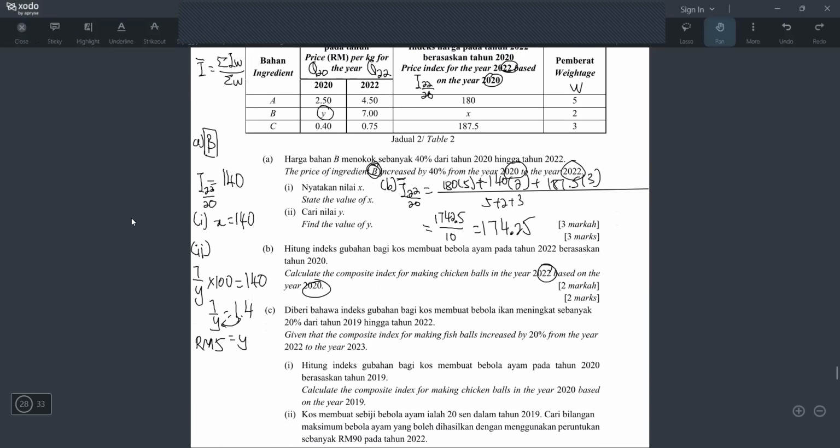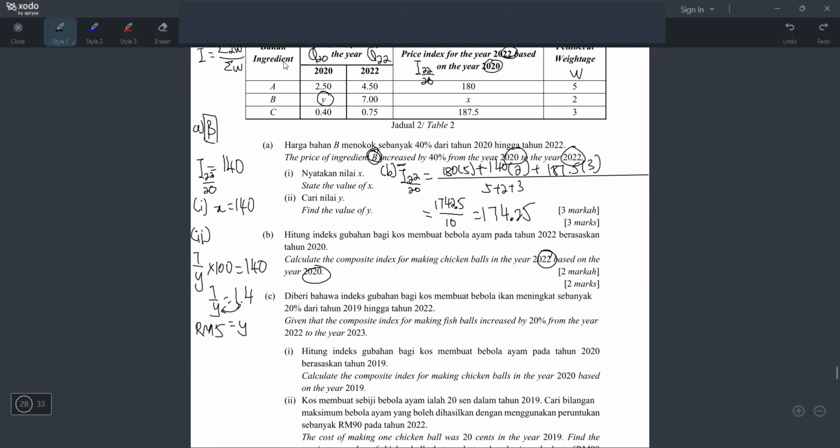Okay, can I skip this part? Okay, let's read. Given that the composite index for making fishball increased by 20% from 2022 to 2023. So for question C, they give us information for composite index, but it's for 2023 based on 2022. So the latest year have to put atas always, and then increase 20% means 120. So this composite index and this composite index is not the same. Their year is different, right? So now let's see what they want.